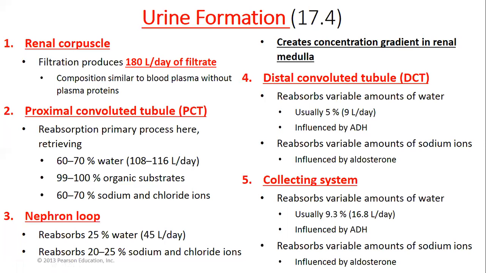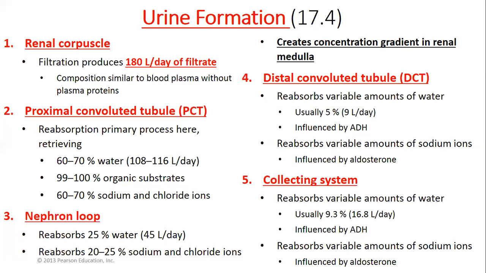60 to 70% of the water that gets filtered out of the blood gets sent back into the blood. And that can be quite variable depending on what your body needs. And sodium and chloride ions, most of them, about 60 to 75%, get reabsorbed in the proximal convoluted tubule. In the nephron loop, even more water gets reabsorbed. And along with that goes sodium and chloride ions.